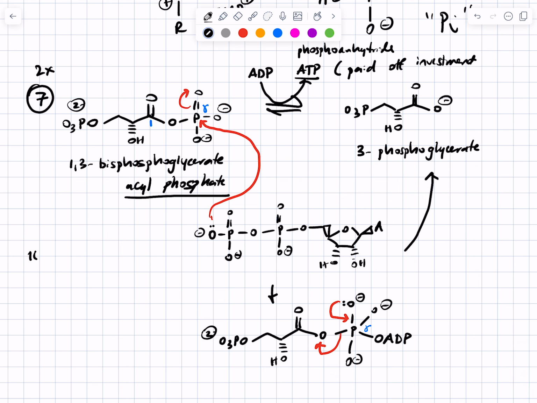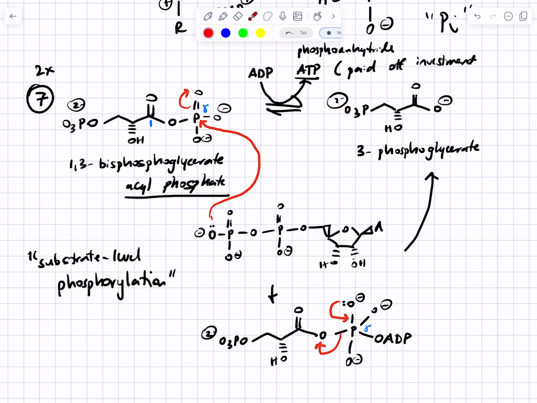This type of reaction is called substrate level phosphorylation. That means you're getting ATP from the substrate, as opposed to having to go through the ATP synthase in mitochondria. All right, so we paid off our debt, but notice our molecule 3-phosphoglycerate still has a phosphate group on it.